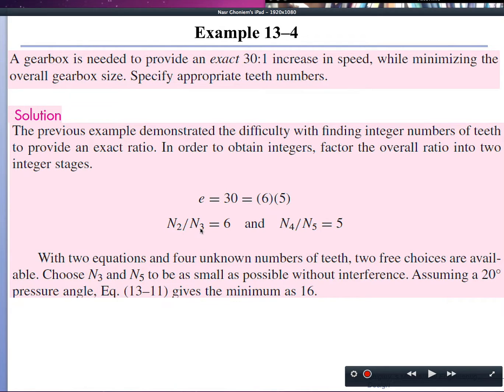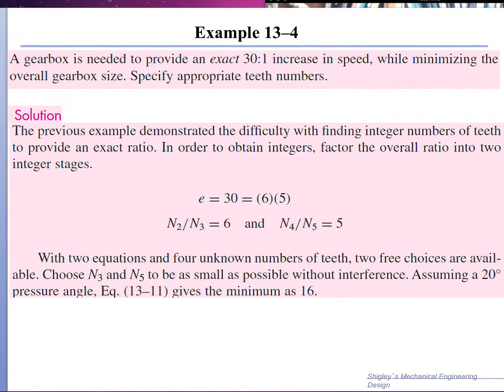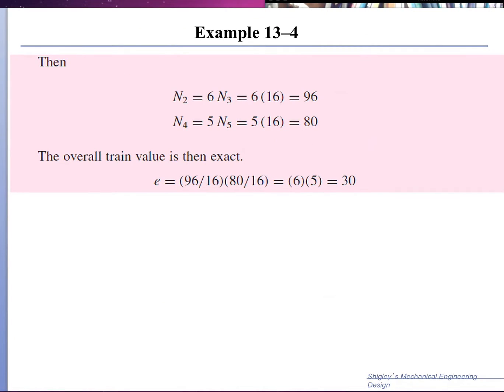This is the smallest. So if this is 16, you multiply this by 6, you get N2, and therefore we can determine the number of teeth in each stage. So 6 times 16 gives you 96, and then we also select 16 for the second stage as the minimum number of teeth to prevent interference. We get 80, and the overall train value remains exactly 30 as required.